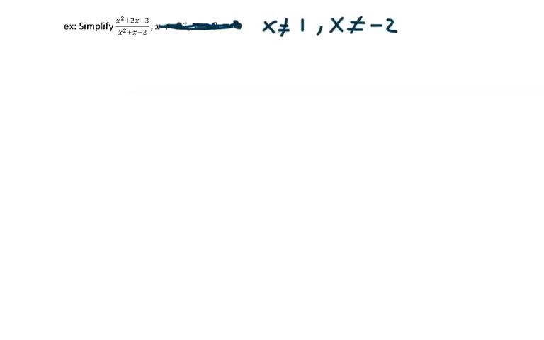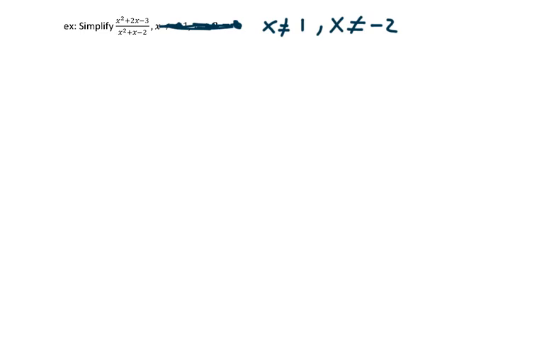Okay, so here's another example. Now here we're assuming x is not 1, and we're assuming x cannot be negative 2, because if x were either one of those two numbers, then this denominator would be 0. And we don't want that to happen. So the domain for this expression is all x such that x is not 1 and x is not negative 2. So we're assuming x is any number except 1 and except negative 2.